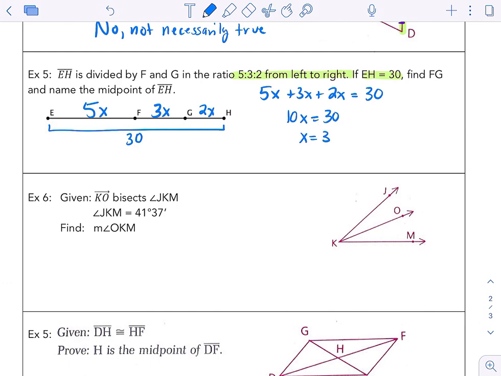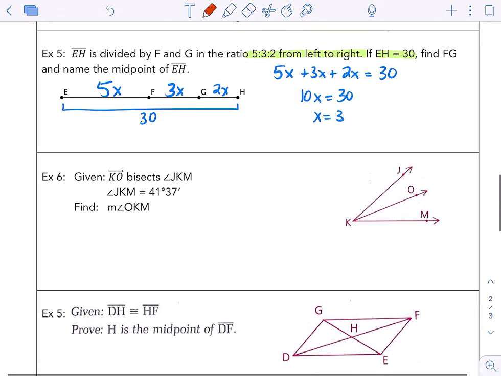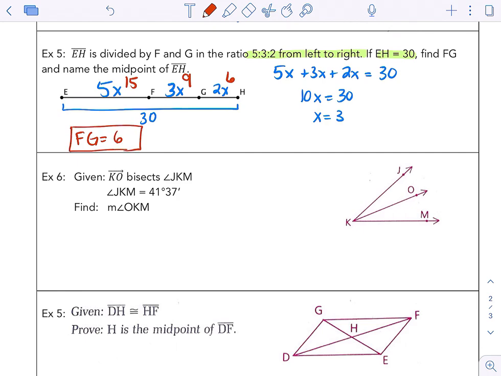So going back to the problem, for our different lengths, I'm just going to go ahead and plug this in and then we'll answer our question. So that makes EF 15, FG is 9, and then GH is 6. So for our first question, it said find FG, so the length of FG is 9.